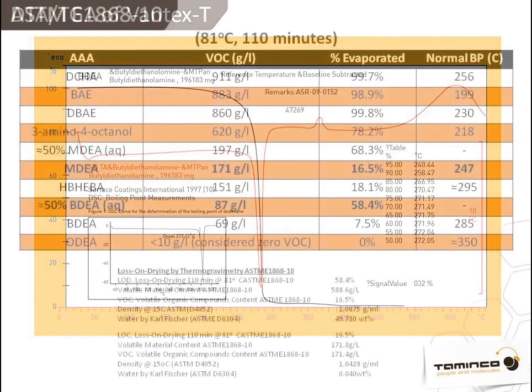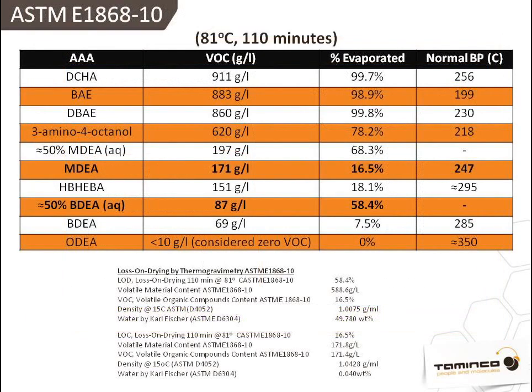And when we look at the volatility of methyl diethanolamine with a similar reported normal boiling point, we see that it's only 16.5% volatile. So certainly huge discrepancies in relative volatility are seen in TGA and DSC methods as well.